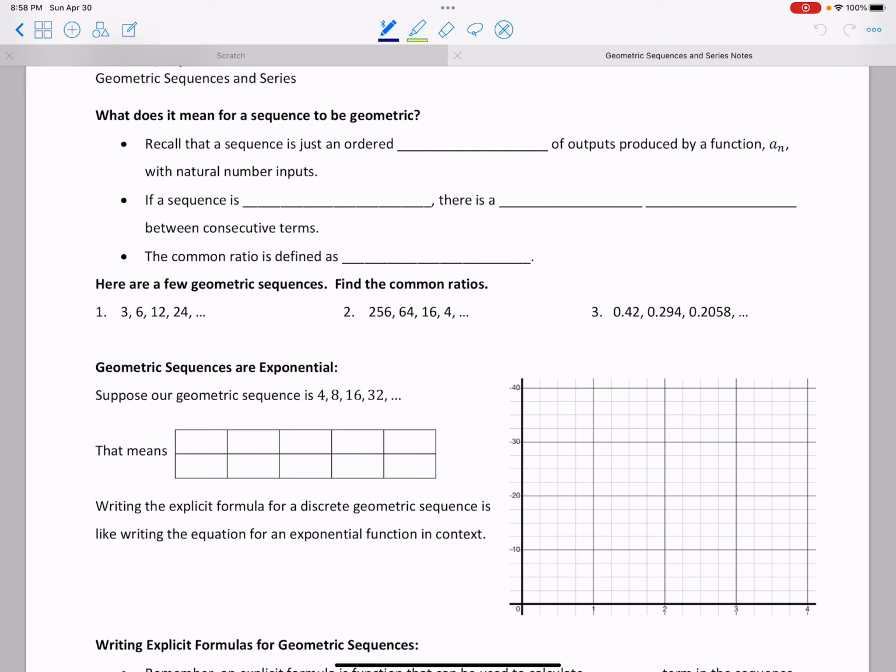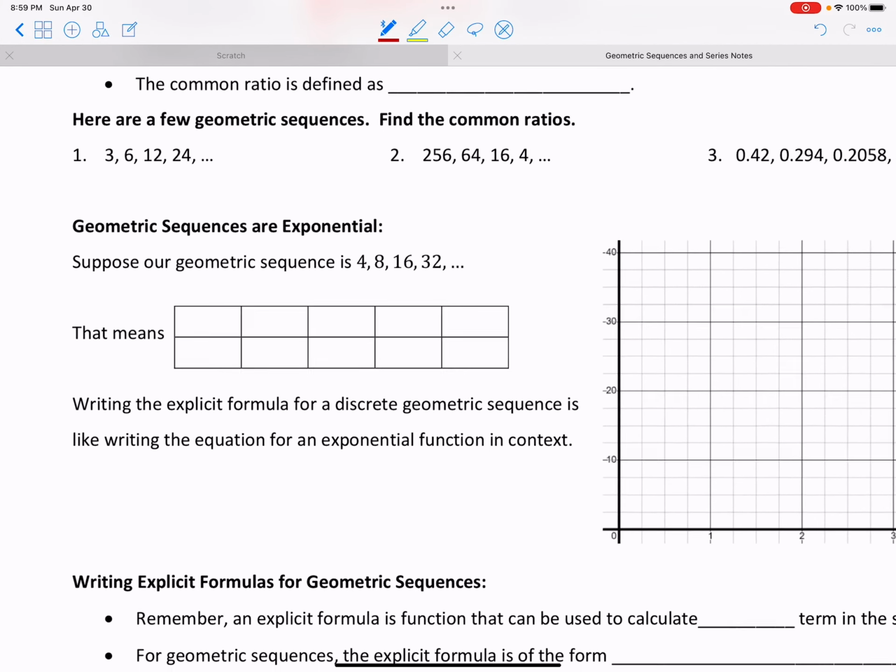Well, remember that if we're talking about a sequence, we are just talking about an ordered list of outputs that is produced by a function, and we call our functions when they represent sequences a sub n instead of our typical function notation, and the inputs for that function are the natural numbers. Now again, if a sequence is geometric, it just means there's a specific pattern, and the pattern is what you might see in these first three examples.